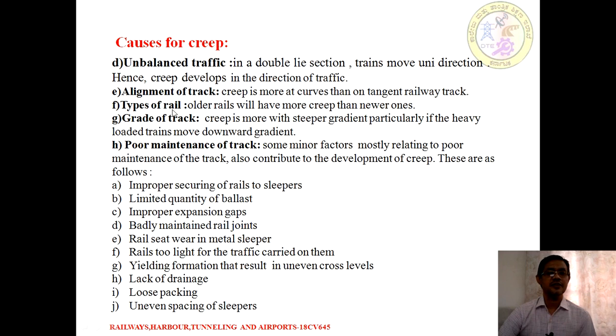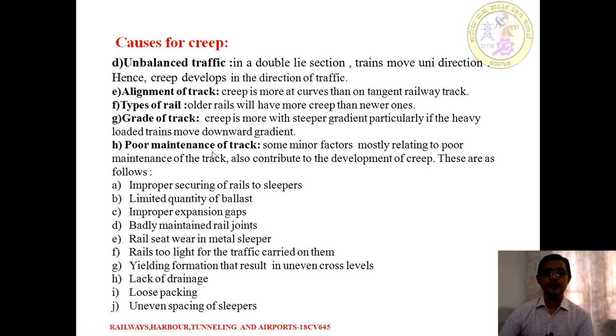Next is the type of rail, whether it is a new rail or an older rail. As compared to the new ones, the older rail is going to have more creep. Similarly, the grade of a track. Whenever we have a steeper gradient and a heavy axial load moving on a downward gradient, it pushes in a longitudinal direction, in the direction of the traffic. So, that is also accountable.